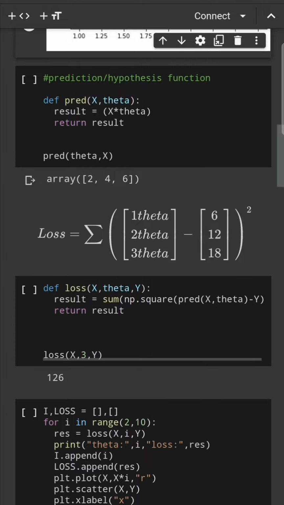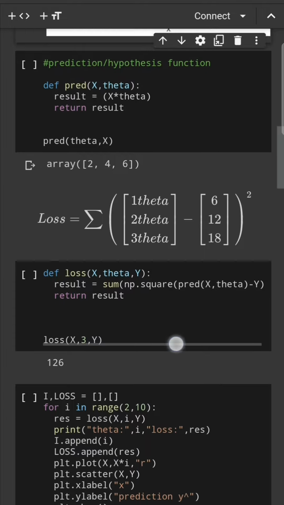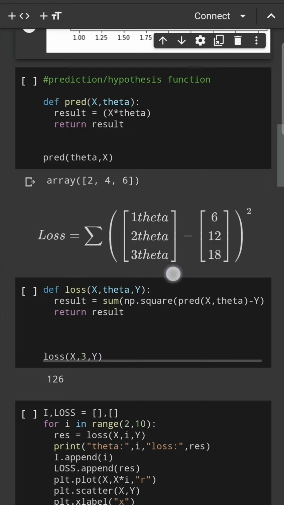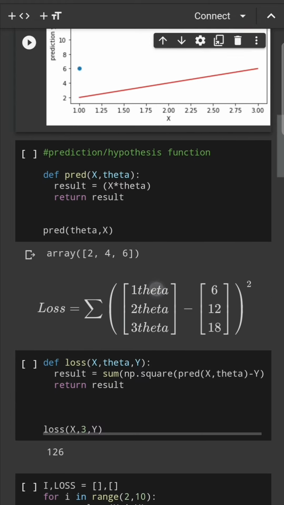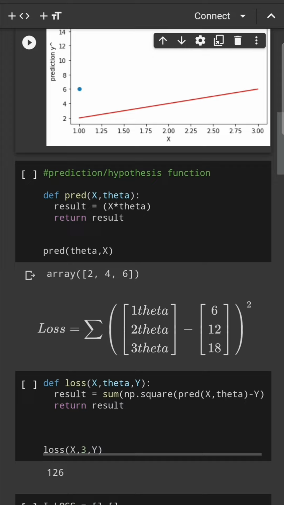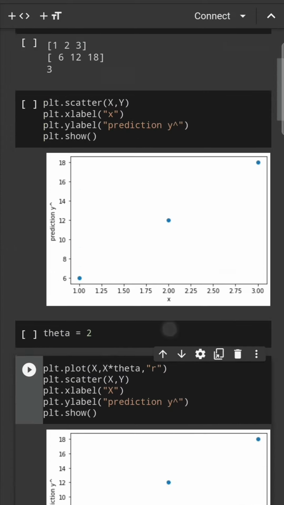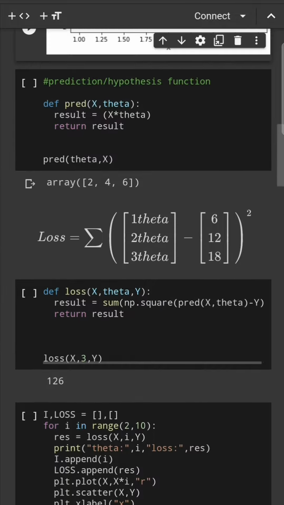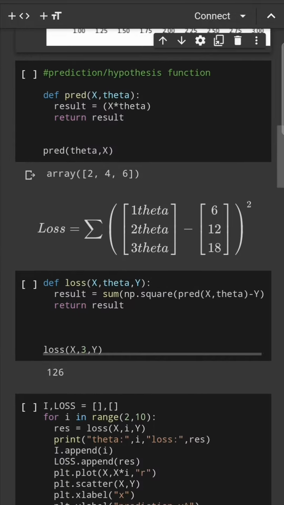In the loss function, I just do the sum, then the np square of the whole thing. So this is the prediction part, 1 into theta. If we have the theta variable, what will be the prediction for the first example? The first example has x as 1, so 1 into theta. The second will be 2 into theta, since the value of x is 2, and the third will be 3 into theta. So this is our loss function.